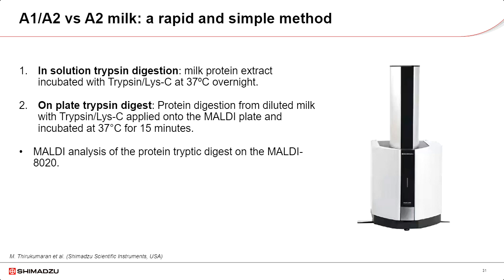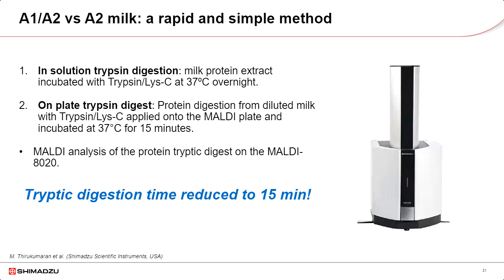The analytical method consists of performing an enzymatic digestion with trypsin of the protein component of the milk. Two trypsin digestion methods have been developed. The first is the classic in-solution method with overnight incubation at 37 degrees, and the second is performed directly on the MALDI target, and the incubation time is only 15 minutes. The protein tryptic digest was then analyzed with the MALDI 8020.